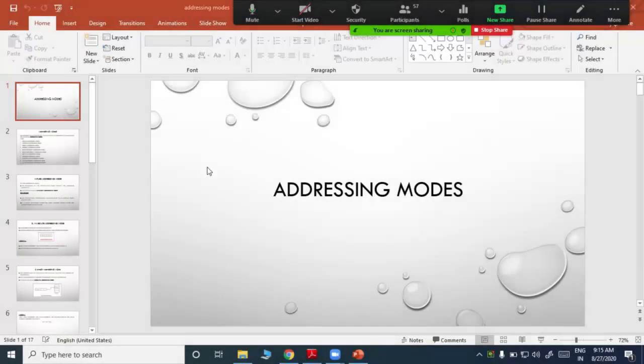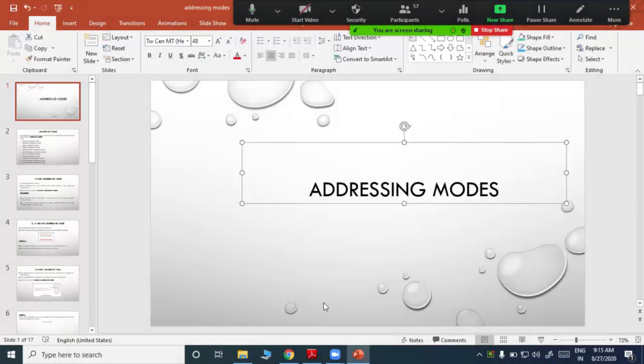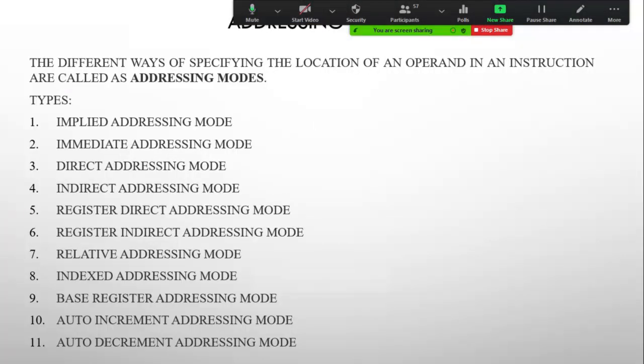Now we are going to discuss the addressing modes. Now what are addressing modes basically? The different ways of specifying the location of an operand in an instruction are called addressing modes. I told you earlier also that the way of finding out the value of operand is known as addressing mode. So the different ways of specifying, or you can say finding, the location of an operand in an instruction is called addressing mode. So we will discuss these 11 addressing modes.